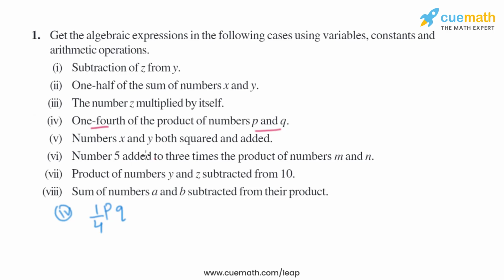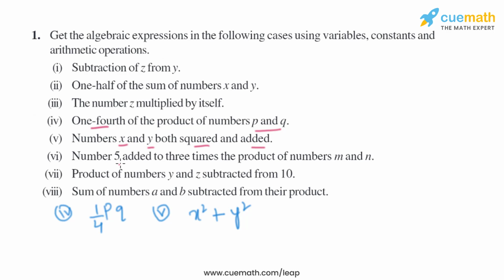Now let's move on to the fifth part. It is written numbers x and y both squared and added. So basically we are squaring x and we are squaring y, and then we are adding them together.